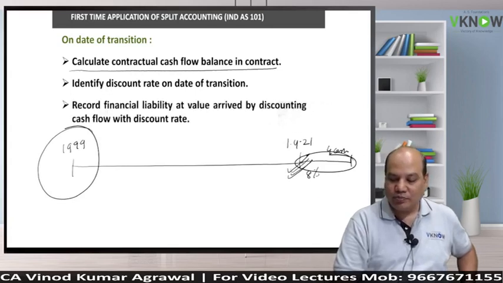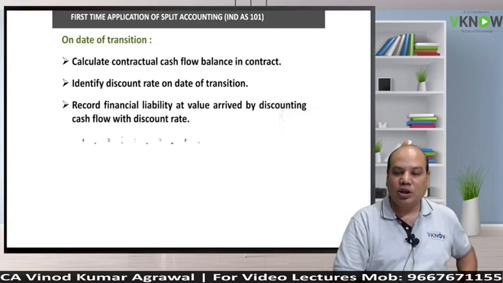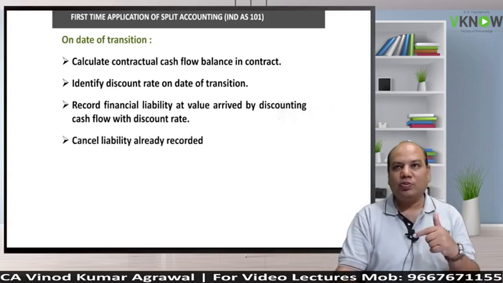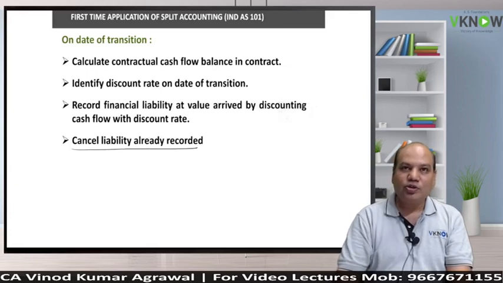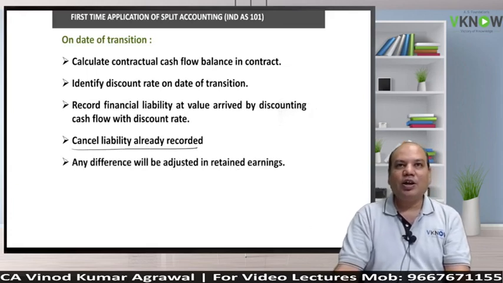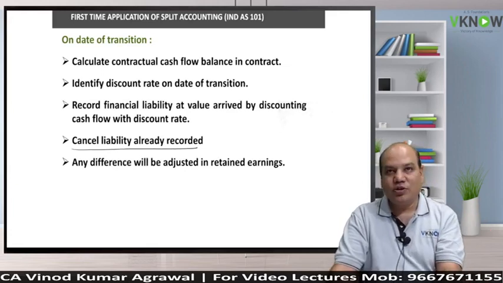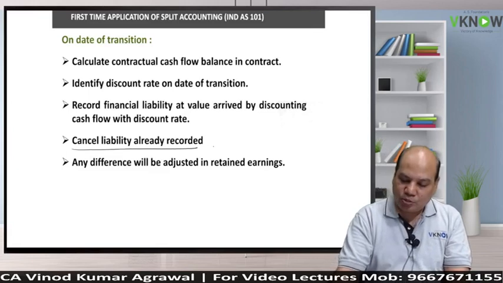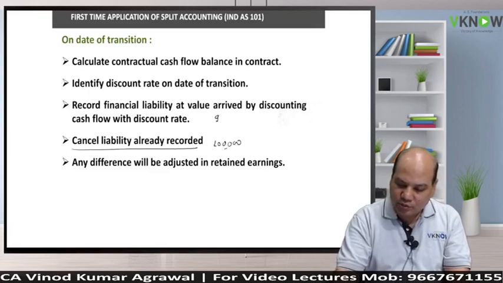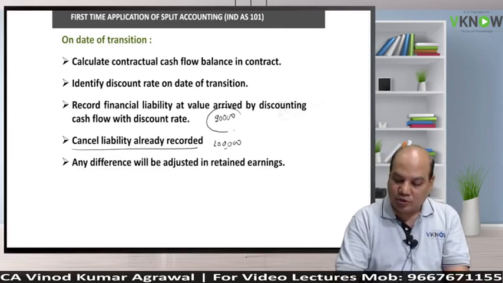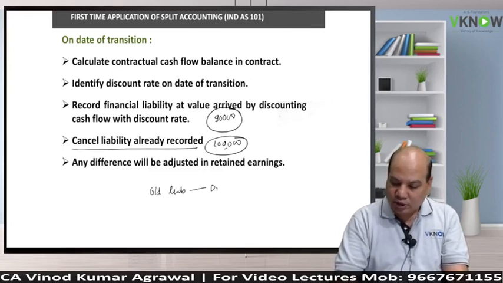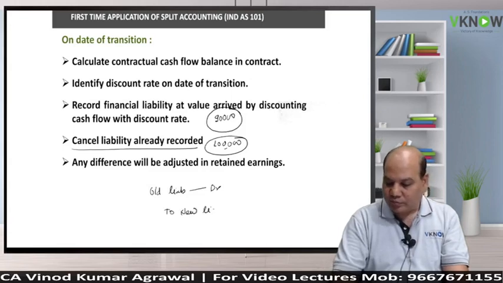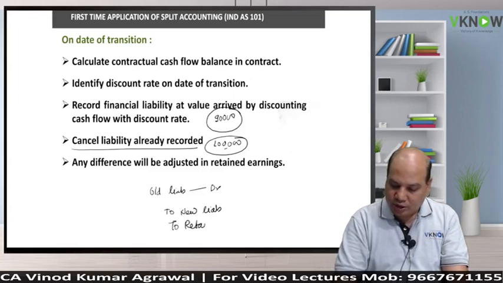So use that discount rate and you record it as a financial liability on the date of transition. Remaining cash flow discounted at the rate on the date of transition will be recorded as a financial liability. The earlier liability which is recorded will be cancelled. Earlier liability, any amount appearing will be cancelled. Difference will be adjusted in retained earning. So your book value may be 1 lakh rupees here, whereas this calculation may give you 90,000 rupees only. So 90,000 liability you will record, 1 lakh you will cancel. So old liability debit to new liability, and the difference will be to retained earning.